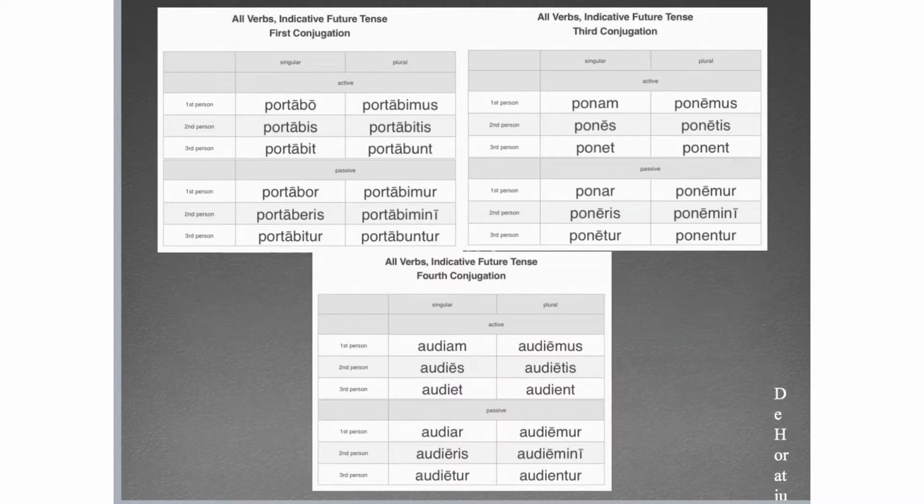This is the future. All right. So the future gets a little tricky just because you have this kind of dividing line, whereby the first and second conjugation on the left, or the upper left there, use one formation, which is this bo, bis, bit, which you might remember. All right. So they use that BI for the future. All right. And then when you get into the third, IO, and fourth, it does not use the BI. It uses an E, just a simple E. And you can see that here.